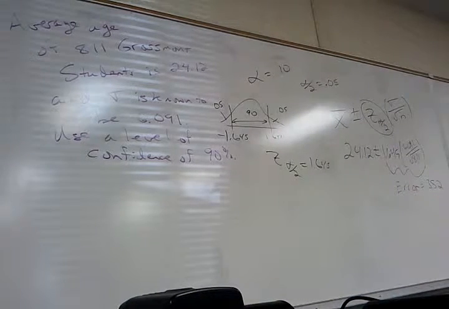So what's 24.12 minus that? 23.77. And what's 24.12 plus that? 24.47. Yeah, 24.47, rounding up. I like it. We're rounding it off.